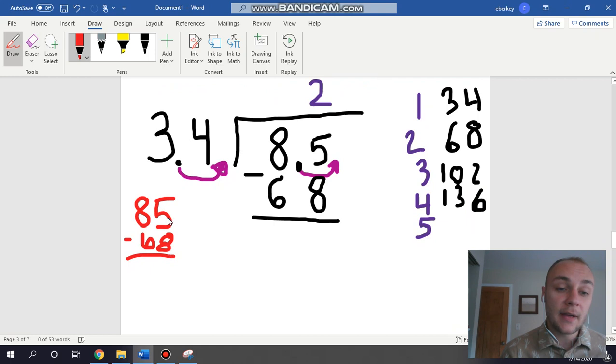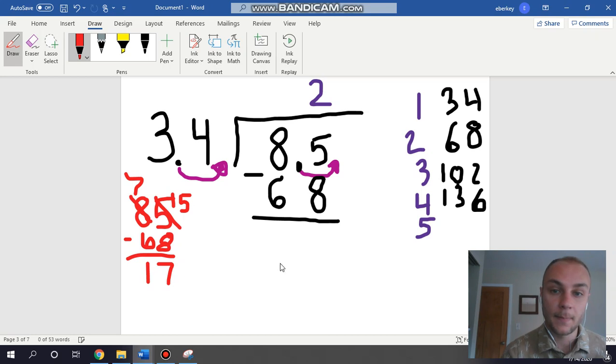Now I can't do 5 minus 8 because 5 is less than 8. So I need to cross out my 8. It becomes a 7. What does my 5 become? 15. 15 minus 8 is 7. 7 minus 6 is 1. So I'm going to bring down 17.